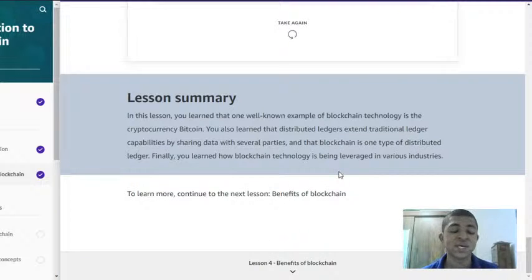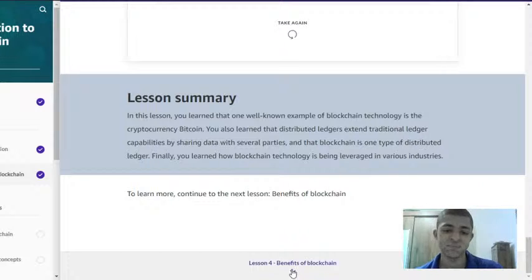Lesson summary. In this lesson, you learned that one well-known example of blockchain technology is the cryptocurrency Bitcoin. You also learned that distributed ledgers extend traditional ledgers' capabilities by sharing data with several parties, and that blockchain is one type of distributed ledger. Finally, you learned how blockchain technology is being leveraged in various industries. To learn more, continue to the next lesson, Benefits of Blockchain.